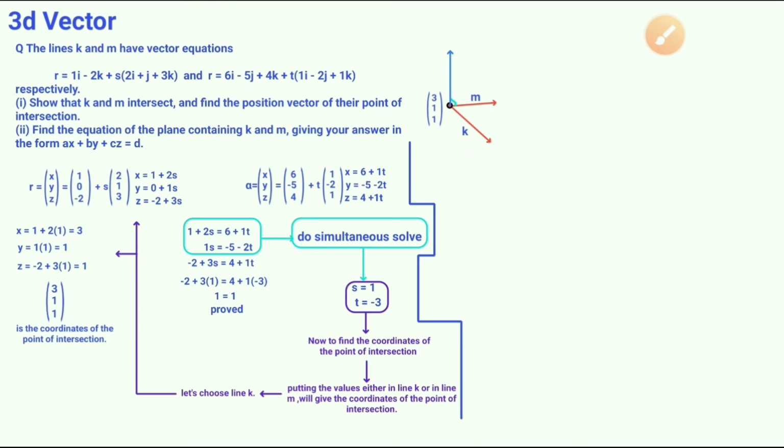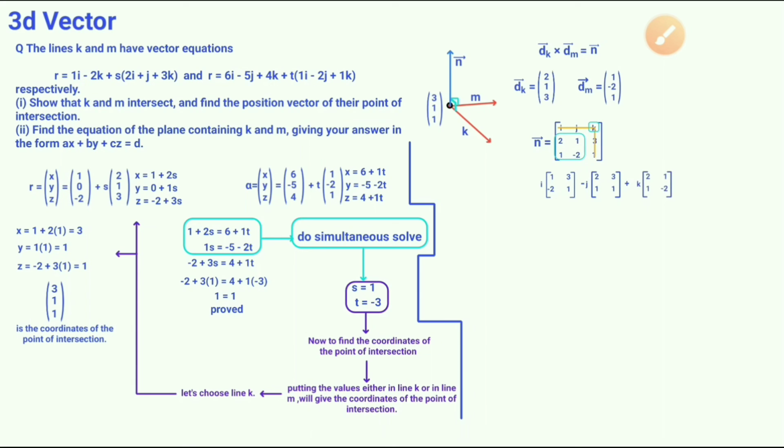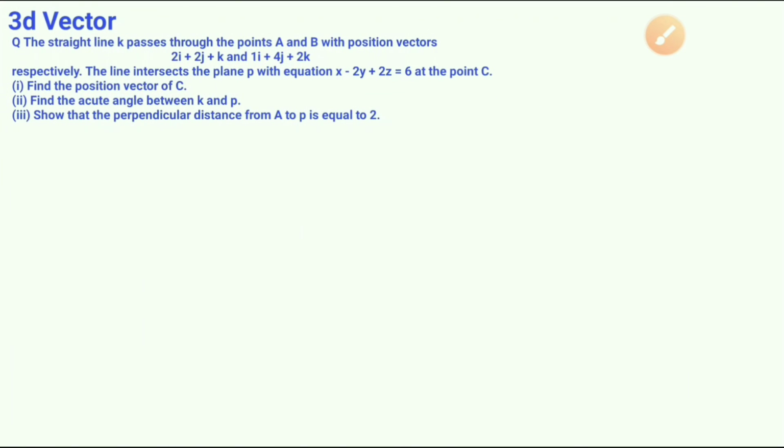Find the equation of the plane containing K and M, giving your answer in the form of this. So we will use the cross product, because the normal is perpendicular to both M and K. Whenever you need to find the equation of a plane, you always use a cross product to find the normal, and the normal is always perpendicular to the direction vectors of M and K. You will take the intersection point as the position vector, and this is the answer.